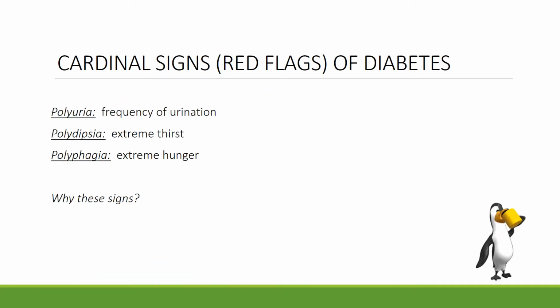There are many signs of diabetes, but the most important are known as the cardinal signs or red flags of diabetes, and there are three of those. The first is polyuria, meaning many urinations or frequency of urination, polydipsia, meaning many thirsts or extreme thirst, and polyphagia, which is many hungers or extreme hunger. Why these signs? Think about it and see if you can come up with an answer.